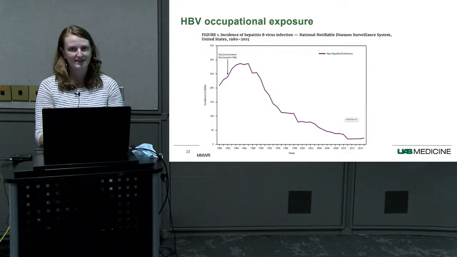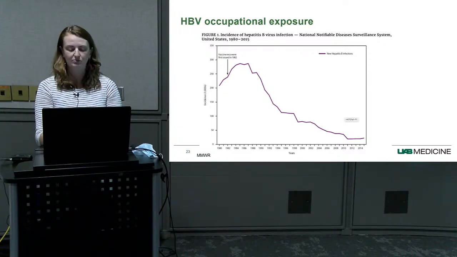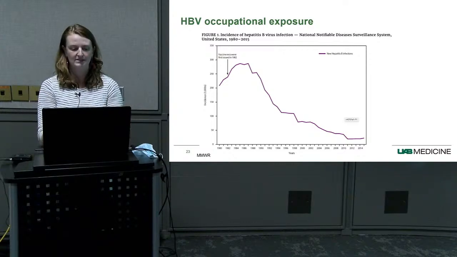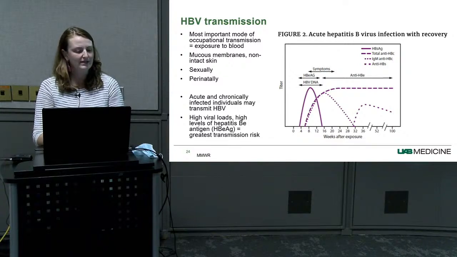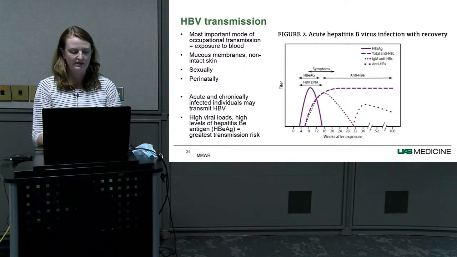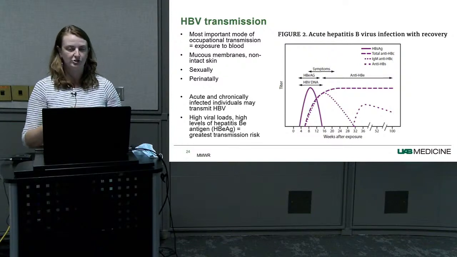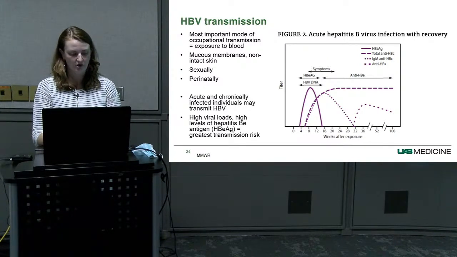You can see after vaccinations were implemented, the incidence of hepatitis B across the board has plummeted quite nicely. And you can imagine that this reduces healthcare persons' risk of hepatitis B from an occupational exposure perspective. Hepatitis B is primarily transmitted occupationally via blood. It is still possible through non-intact mucous membranes or skin, as well as sexual transmission and perinatal transmission. Any person with acute or chronic hepatitis B has the potential to transmit if the right exposure occurs.